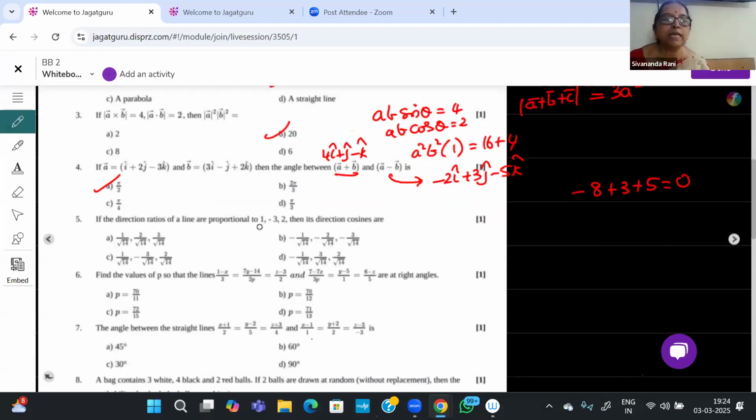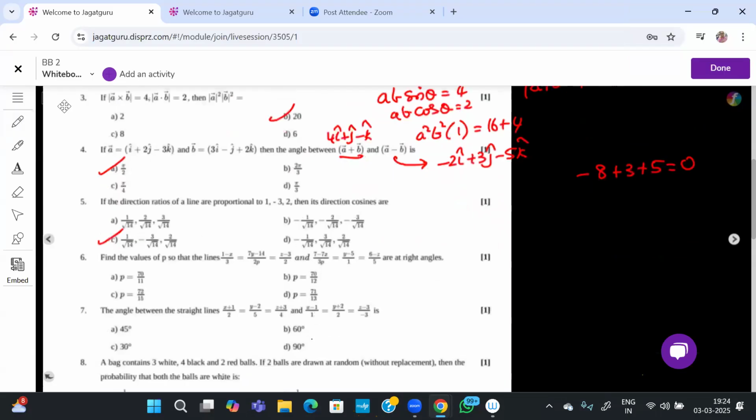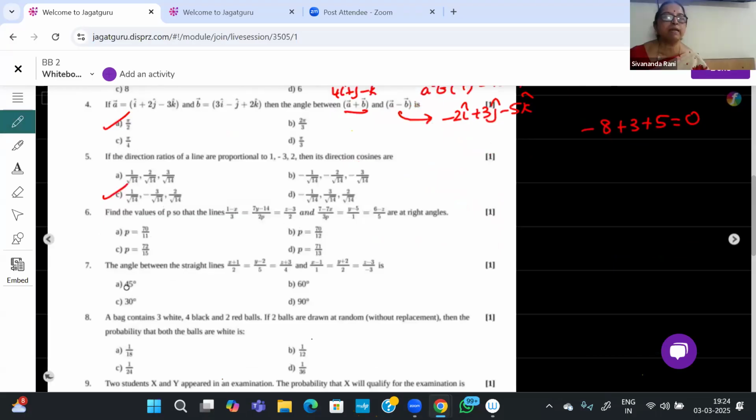Next one, direction cosines. I think very easy. Try 6 and 7. Of course, some problems on probability are there, but we'll stick to just vectors and 3D. If time permits, you try that also. I'll give it 2 minutes. Come on, finish these.